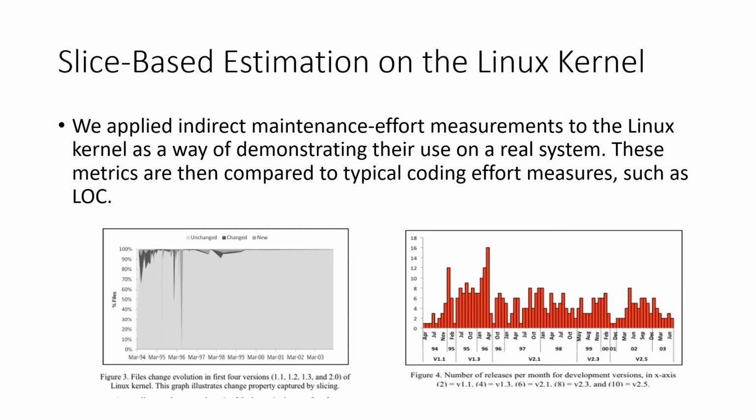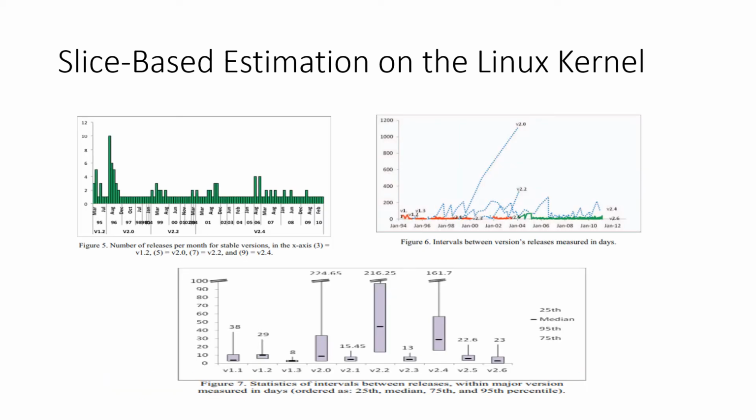Next we analyze the number of releases per month for the development versions, as shown in figure 4. In this, on the x-axis each step represents a year and each bar represents a month. The vertical lines with the version label represent the start of the new major versions. In figure 5, we can see that the stable versions are released less frequently than the development versions. From this one can consider that the intervals between the major releases are independent of the minor releases.